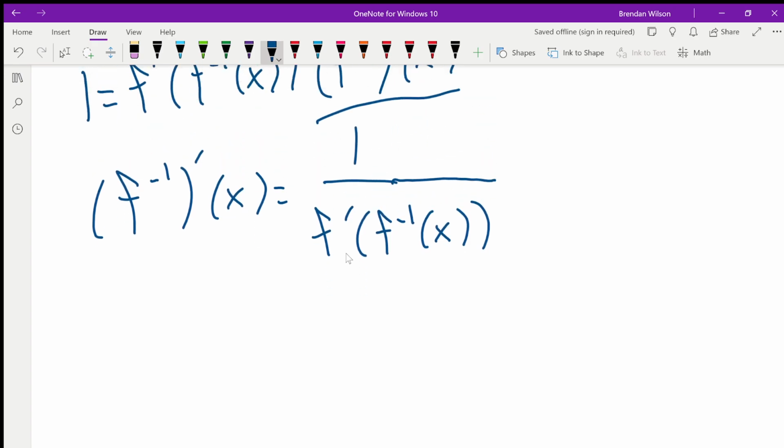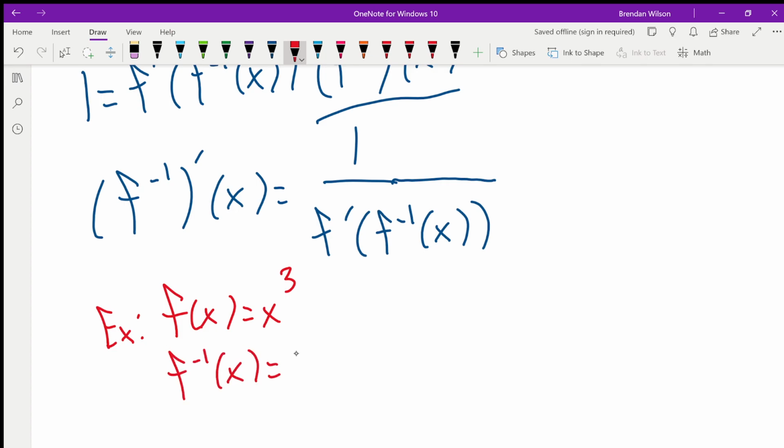So we would need f prime, and then we need to put f inverse into it, right? So again, f of x equals x cubed here on this example. So let me change the color here to distinguish that this is an example. Okay, so f of x equals x cubed. So we already established f inverse of x is equal to cube root of x.